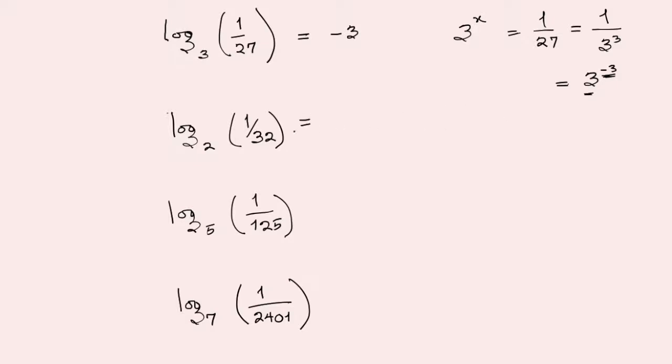So if we do the same for this, to what power do we have to raise 2, which is the base here, to produce 1 over 32? 32 equals 2 raised to the power 5. And we know that 1 over 32 is equal to 2 raised to the power minus 5. So we have to raise 2 to the power of minus 5 to produce 1 over 32. And this is equal to minus 5.